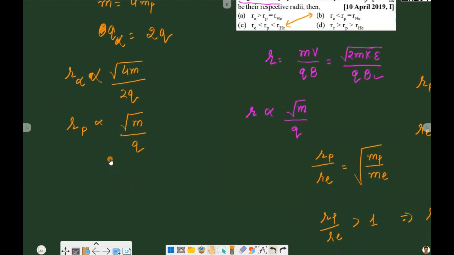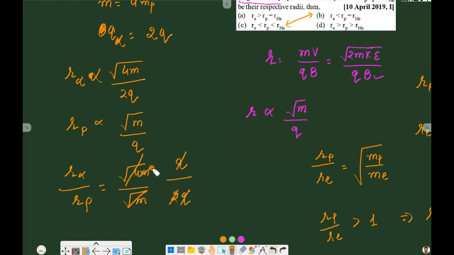Now let's divide both of these, and we will get r alpha by r proton equal to root 4m divided by root m, and here we will have 2q and here we will have q. So q gets cancelled, root 4 is equal to 2 so that gets cancelled, root m and root m get cancelled, so it comes out to be 1. So the radius of alpha and proton will be equal.